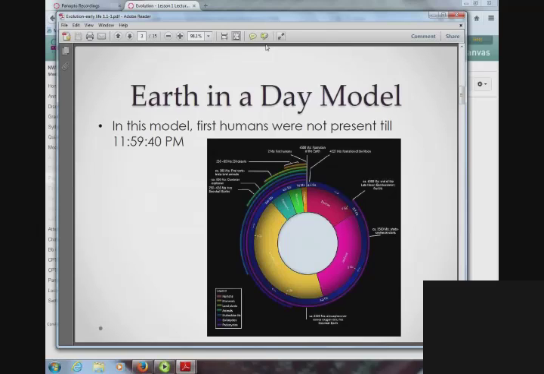One model of looking at time on this planet is the Earth in a Day model. In this model, the first humans were not present until 11:59 p.m. So with this model, where you start here would represent 0. As you go all the way around, over here represents a full 24 hours later. So humans are really pretty new in this. We have been here less than 1 minute of the relative time scale.